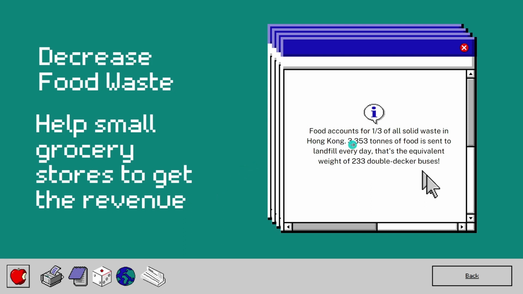As we know, in Hong Kong, food waste is around 3,353 tons, which is 233 double-decker buses. So it's a lot. And we're going to try to decrease it by giving a specific feature in the application where people can buy food which is going to expire but is not expired, which will also help the store and at the same time will help people who need the food because they are not able to pay that amount of money for the food which they want to buy or which they need.